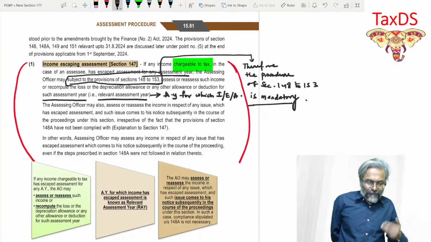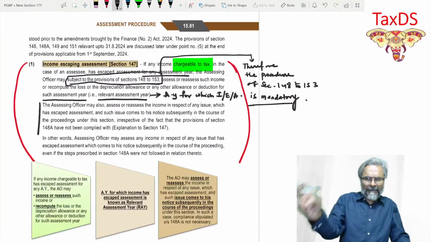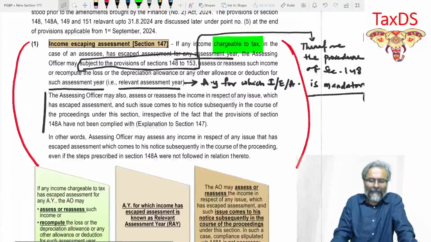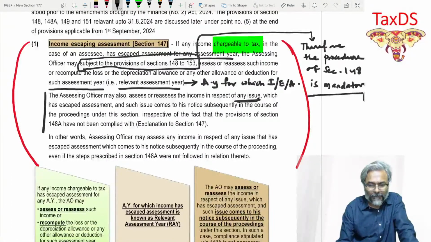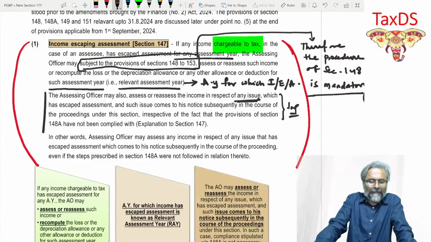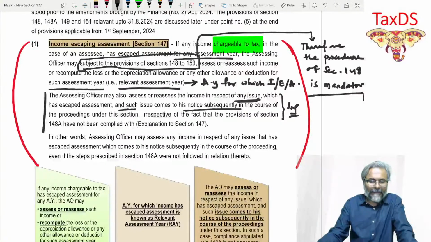Okay. Now let's proceed further, students. Now these are the procedures. As you know, procedures are mandatory for the purpose of doing the assessment of 147. So therefore the question is, what are the procedures? Let's have a look. The assessing officer may also reassess the income in respect of any issue. Now this is important, students. The assessing officer may also assess or reassess the income in respect of any issue which has escaped the assessment, and such issue comes to his notice subsequently in the course of the proceedings under this section, irrespective of the fact that the provision of section 148A have been complied with or not. This is a very important part.